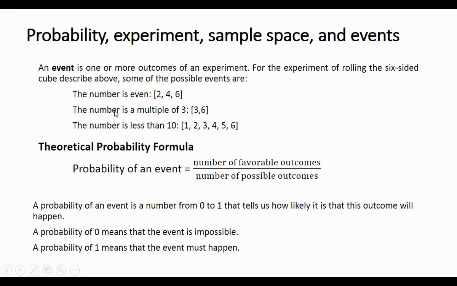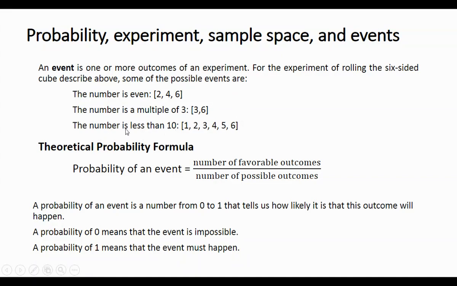And then if the number is a multiple of 3, for one dice only, we have 3 and 6. But if we have, let's say, 2 dice, and we want multiples of 3, then we can also have 9 and 12, because the maximum number on a dice is 6. So 6 plus 6, that is 12. A multiple of 3 is a number divisible by 3, and 12 is divisible by 3. So your 9 and 12 here are included.